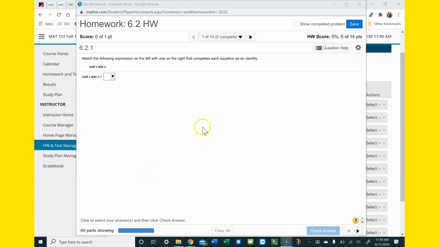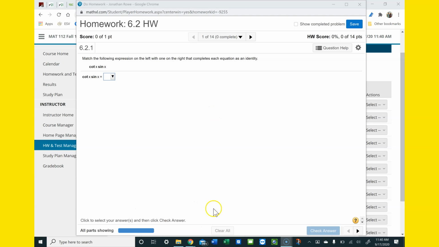Hello, MAT112 students. We're just going to take a little survey through section 6.2 through 6.5, which all have to do with the same thing as 6.1, that is using trig identities to simplify expressions or to verify more complex identities.